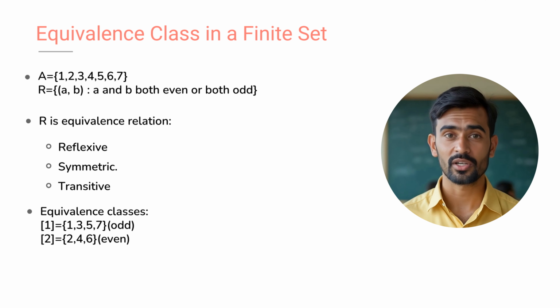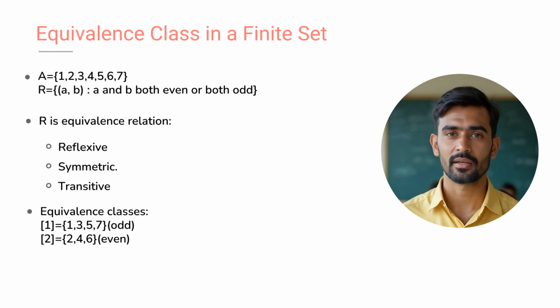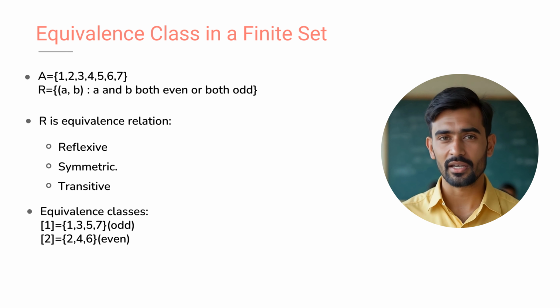Let's take the set A of 1, 2, 3, 4, 5, 6, 7, a simple set of the first 7 natural numbers. Now, define a relation R on this set. R includes all pairs (a, b) where both a and b are even, or both a and b are odd. Let's check. Reflexive: every number has the same parity as itself. Symmetric: if a and b are both odd, or both even, then so are b and a. Transitive: if a and b are odd, and b and c are odd, a and c are odd. So, R is an equivalence relation.